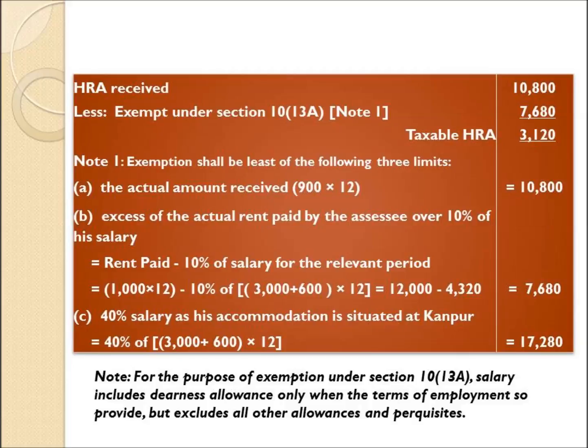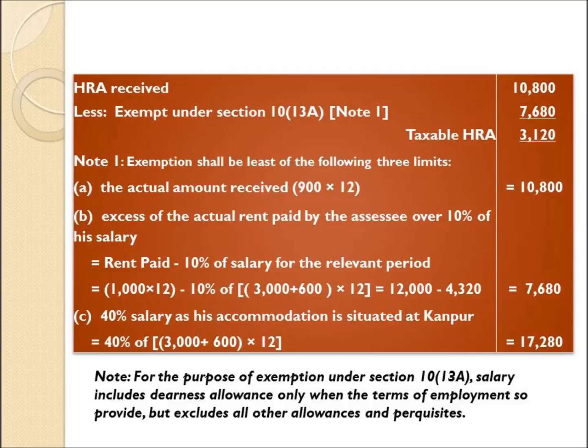And what is the salary? 3000 basic pay plus DA forming part of salary, that is 600. So 3000 plus 600, 3600 per month into 12, we get the amount for the whole year, and 40% of that is 17,280. So now we see what is the least amongst these three: 10,800, 7,680 or 17,280. Obviously it is 7680. So that is the amount we deduct from the actual HRA received, and we get the taxable HRA. So now you have understood this concept of HRA very clearly.